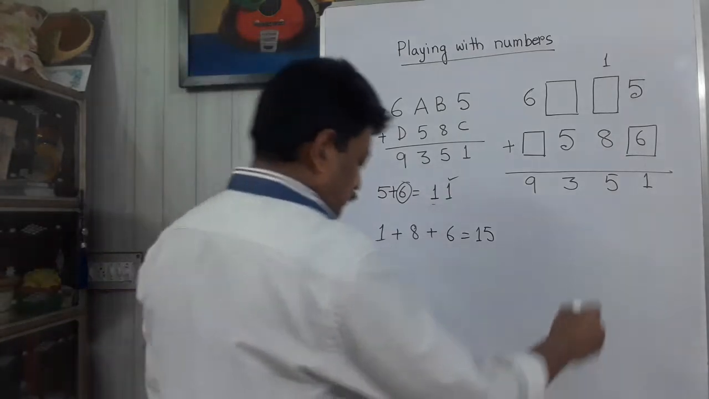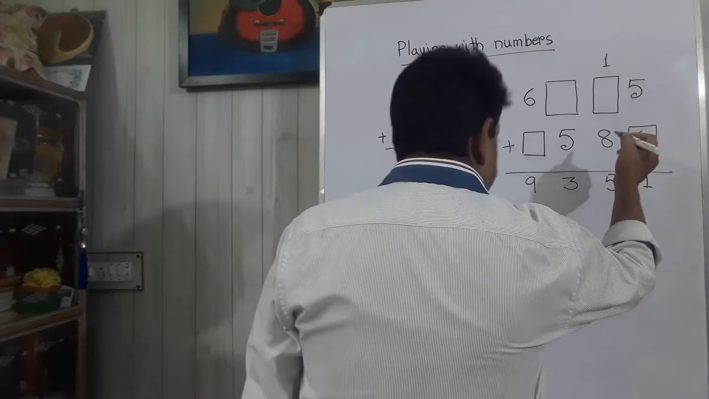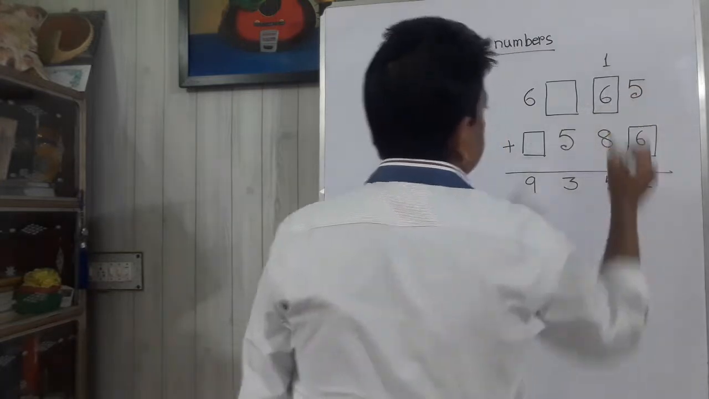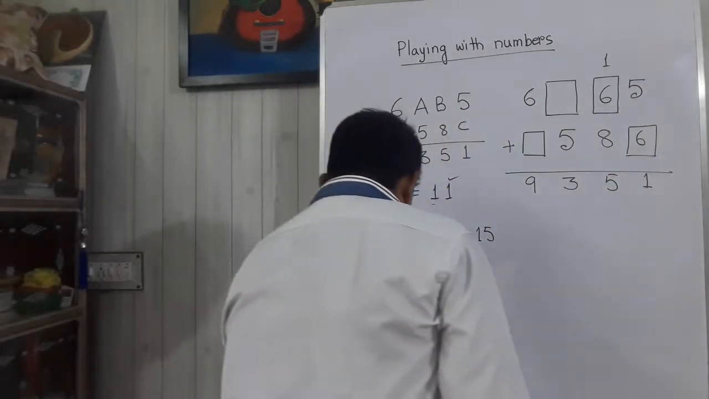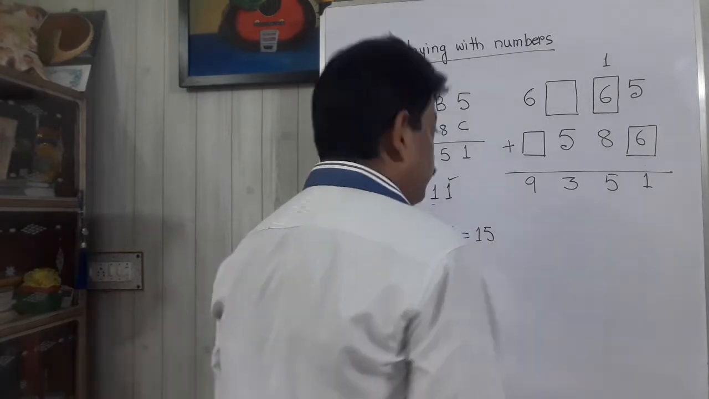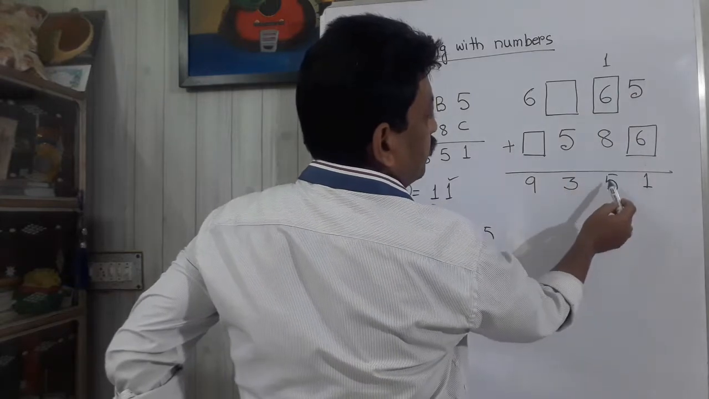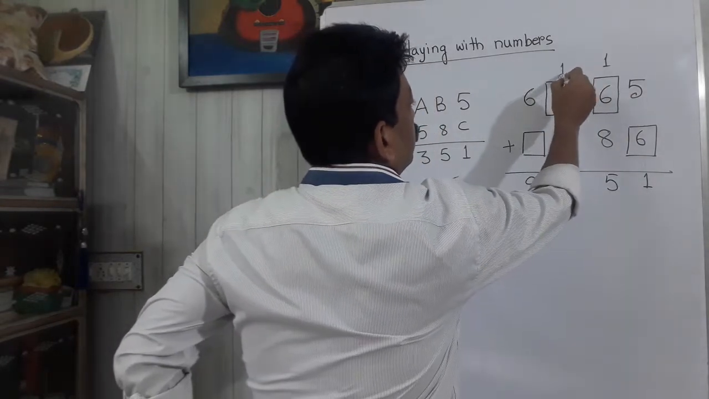So here, in place of this B, I have to put 6. Okay, so C here is 6 and B also we have got 6. So 1 plus 6, 7 plus 8, 15. 15, 5 here. Again carry over 1 here.